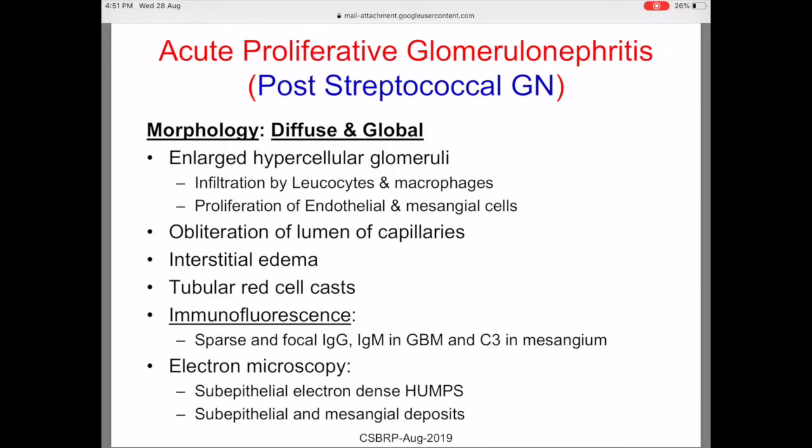So, the glomeruli are enlarged and hypercellular because of infiltration by leukocytes and macrophages and proliferation of endothelial and mesangial cells. Because of the endothelial proliferation, the capillaries will be obliterated, there is interstitial edema, and the tubules importantly show red cell casts. If you do immunofluorescence, you may demonstrate IgG and IgM in the basement membrane and C3 in the mesangium. Electron microscopy reveals dense humps in the epithelial region, and there may be some mesangial deposits.